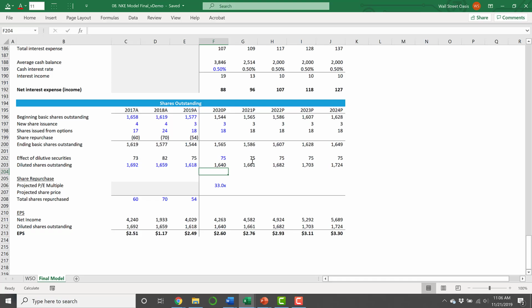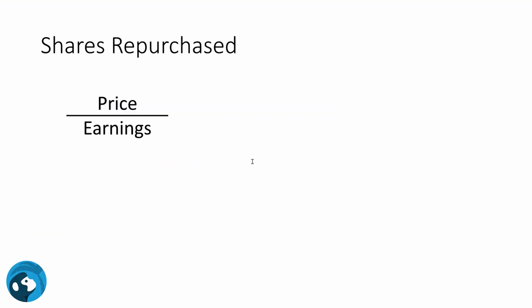Now we're going to calculate the number of shares that Nike is going to repurchase as a part of their share repurchase program. To calculate our shares repurchased, we're going to start with a PE multiple, our price to earnings ratio. We're going to take that assumption and multiply it by our projected earnings per share.